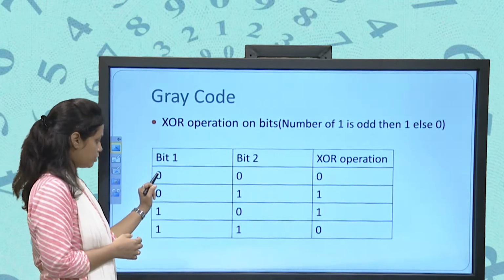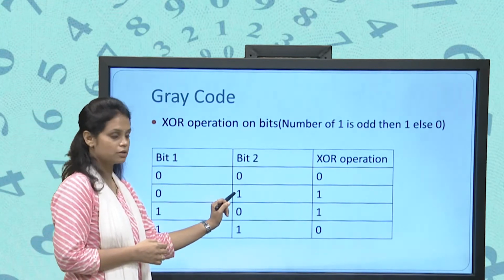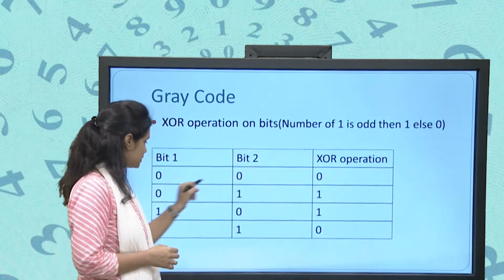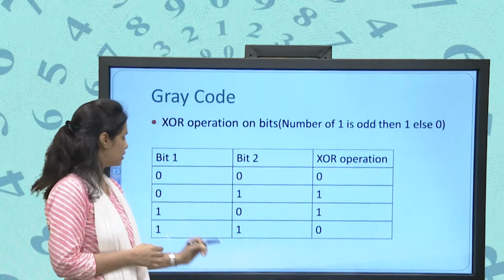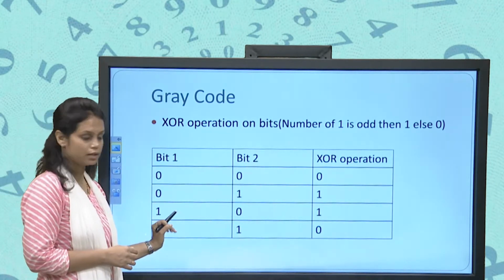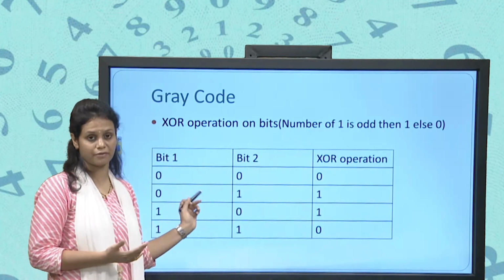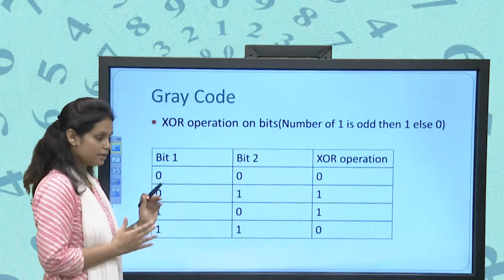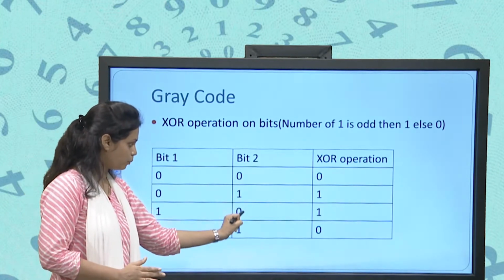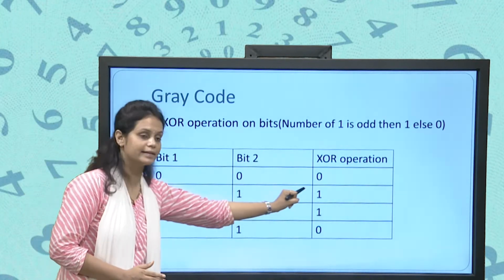Again, bit 1 is 0, bit 2 is 1. So our output is 1 because these 2 bits are different. Again, bit 1 is 1, bit 2 is 0. So our output is 1 because these 2 bits are different, or we can say that the number of 1s is odd in both cases, and that is why I will write 1.